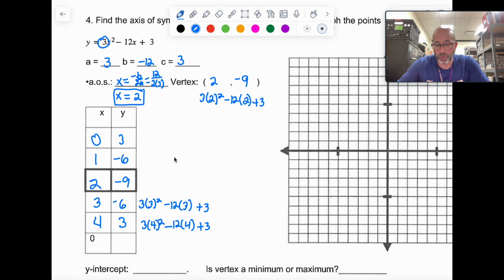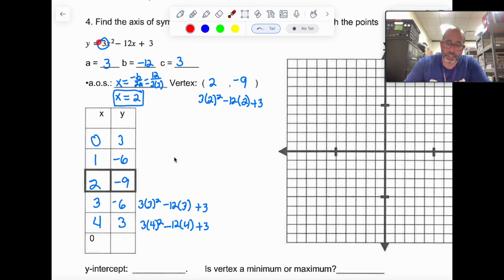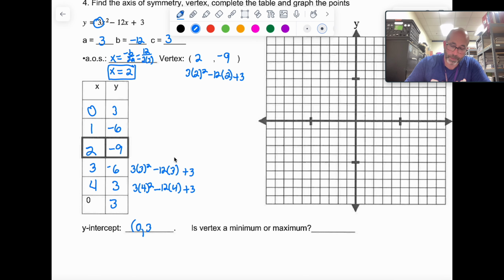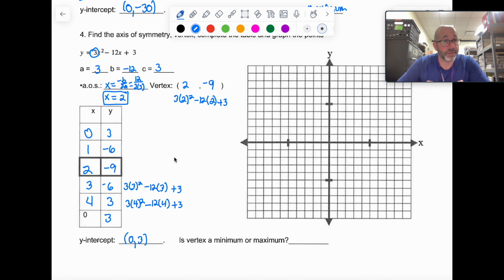Our y-intercept we get from taking these, setting x equal to 0, which means this goes away. Take this, set x equal to 0, which means that goes away. So we're left with a 3 right there. So we're going to have (0, 3), which means the y-intercept is at (0, 3). And all that's left now is the graph. So let's take a look at our graph, okay?